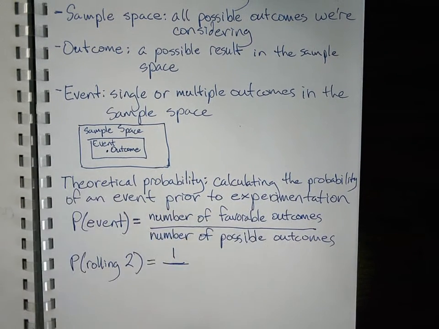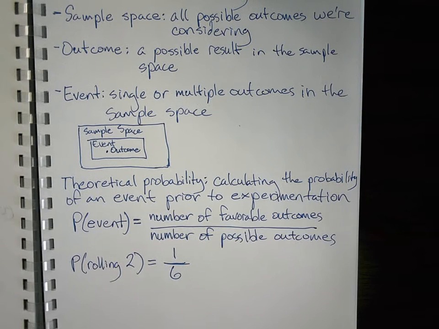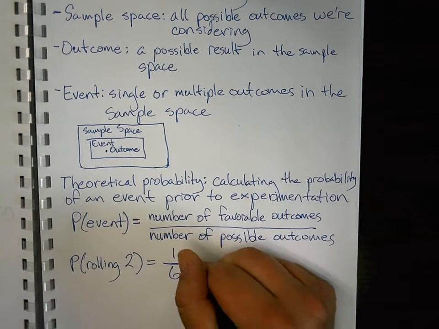And what's our sample space? What's the number of possible outcomes? Right, exactly, because there are 6 sides on the die, 6 numbers. So our probability is 1 over 6. Now, usually you'll express probability in terms of a fraction, so it would be 1 over 6. But you might also see it expressed as a decimal.